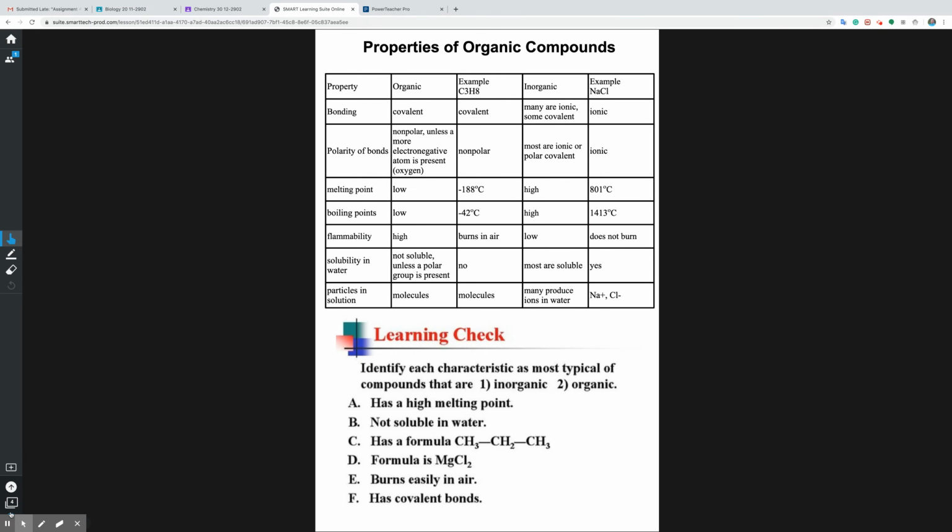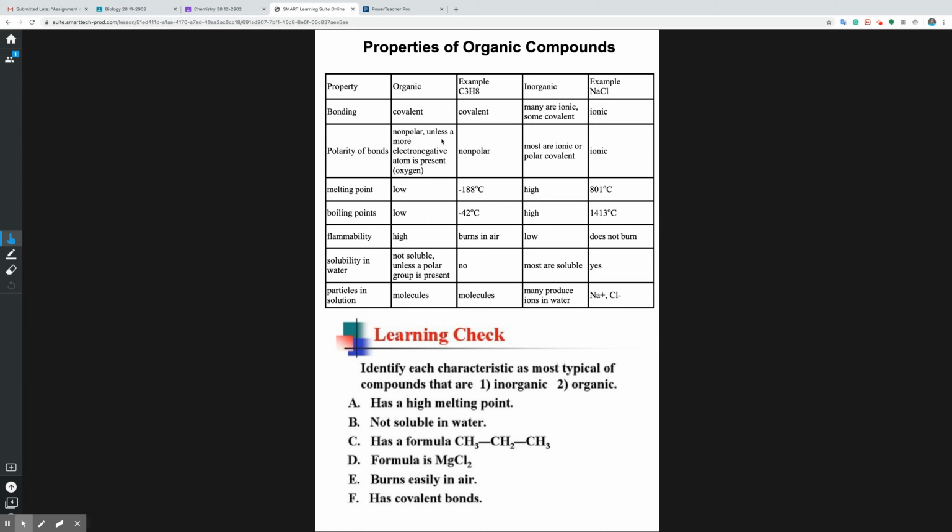Okay, some properties of organic compounds. Really, organic compounds are molecular compounds, so their properties are going to be very similar to molecular compounds. When we compare them to inorganic compounds, which can be ionic or molecular, there's going to be a big difference when comparing to ionic, but they'll be similar to some molecular compounds. So for the bonding, they'll have covalent bonds, whereas most inorganic compounds are ionic, and some can be covalent if it's a molecular compound.